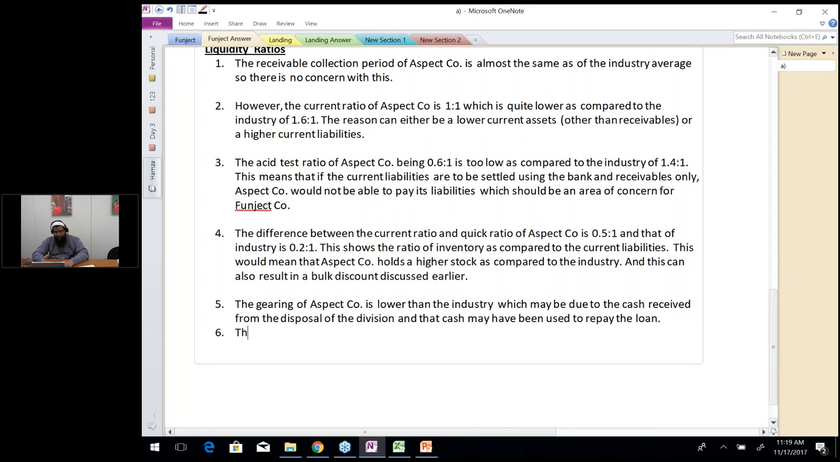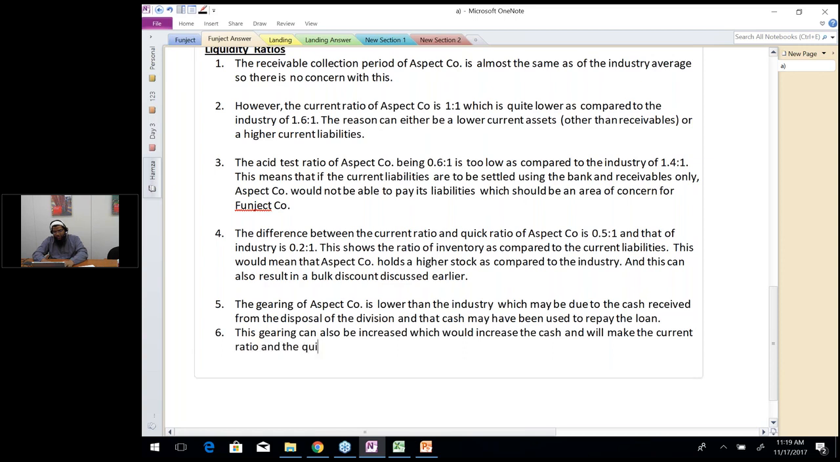Further, I would say that this gearing can also be increased, which would increase the cash and will make the current ratio and the quick ratio be in a better position.